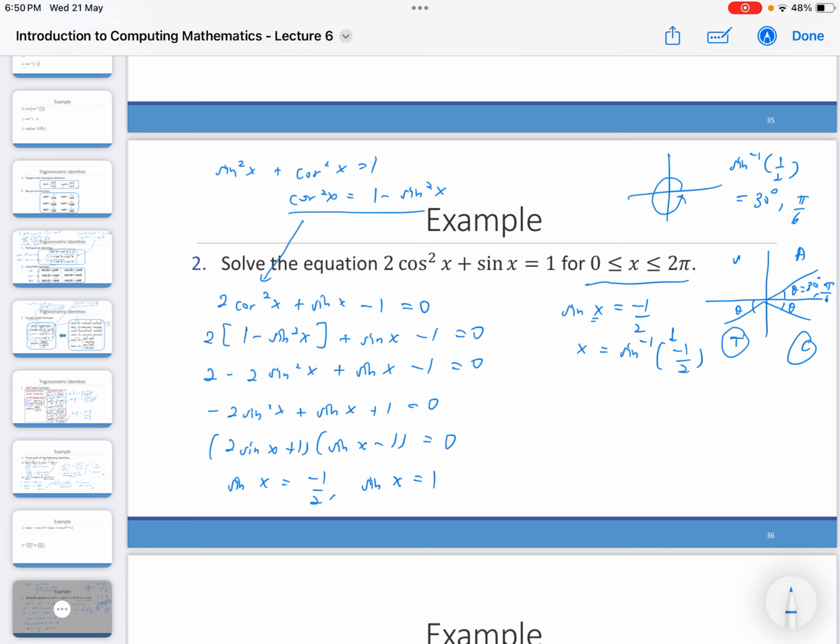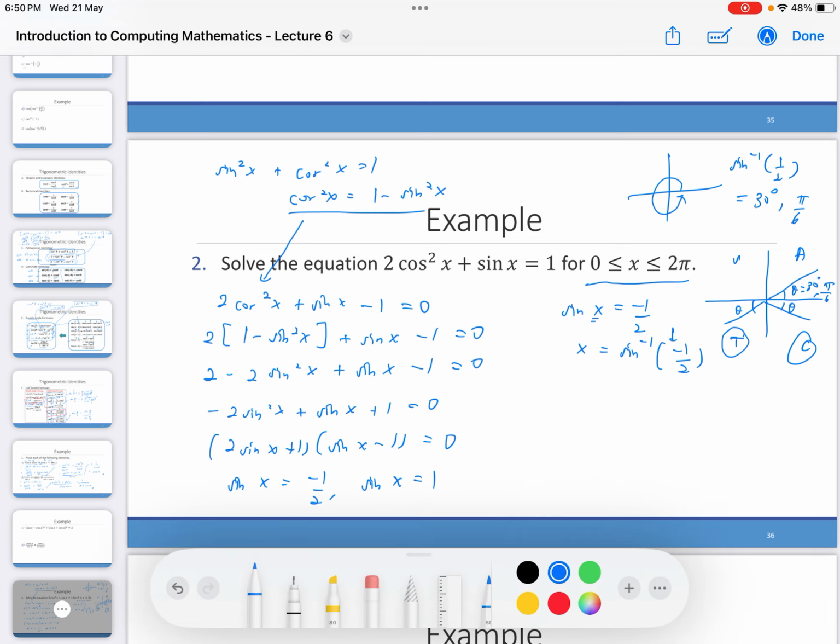Then we can get the theta in the third and fourth quadrant. So in the third quadrant, we have 180 plus 30, or if you want to use radians, pi plus pi over 6. So in degrees, this will be 210 degrees for the third quadrant. And then for the fourth quadrant, we have here up to here, which is 360 minus 30 degrees, we get 330 degrees.